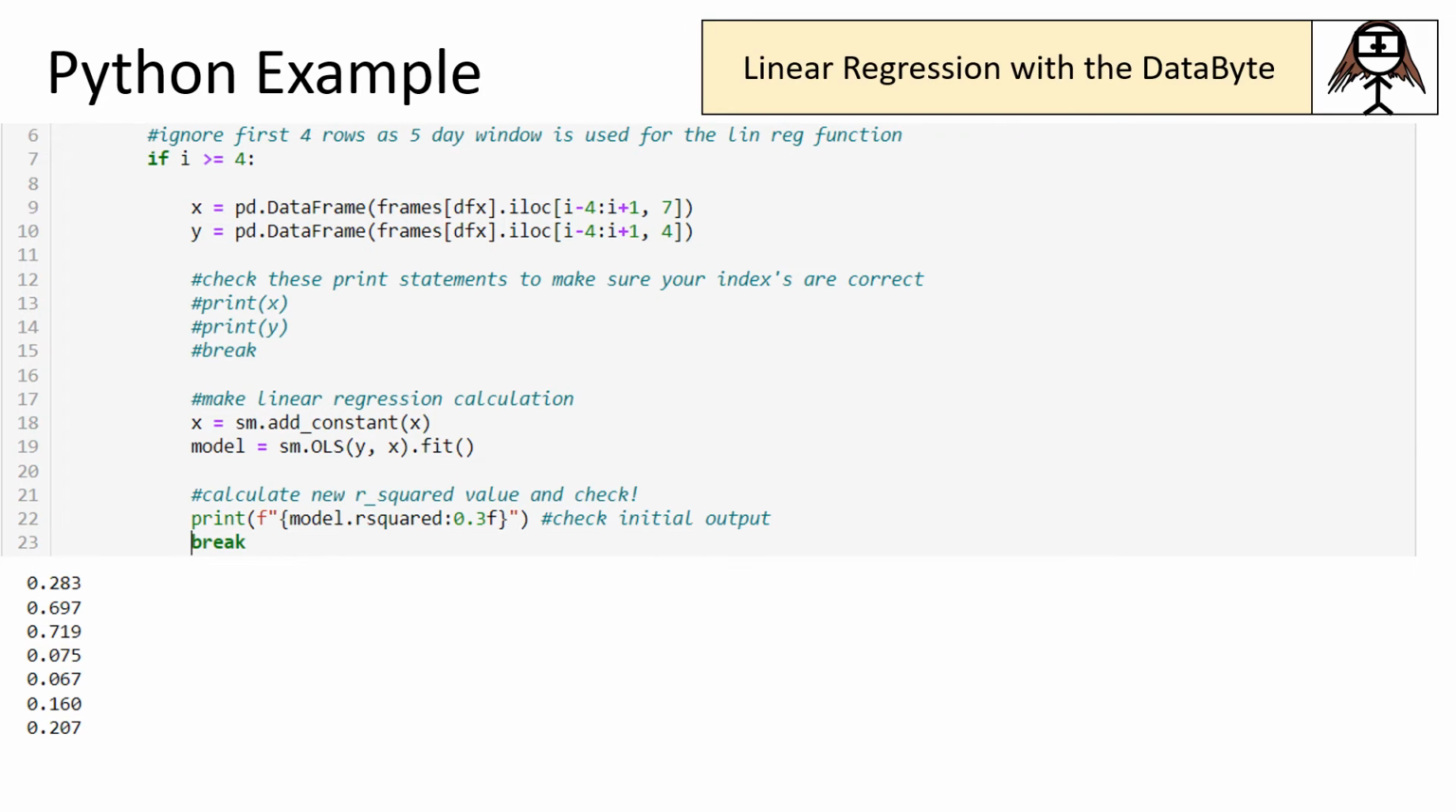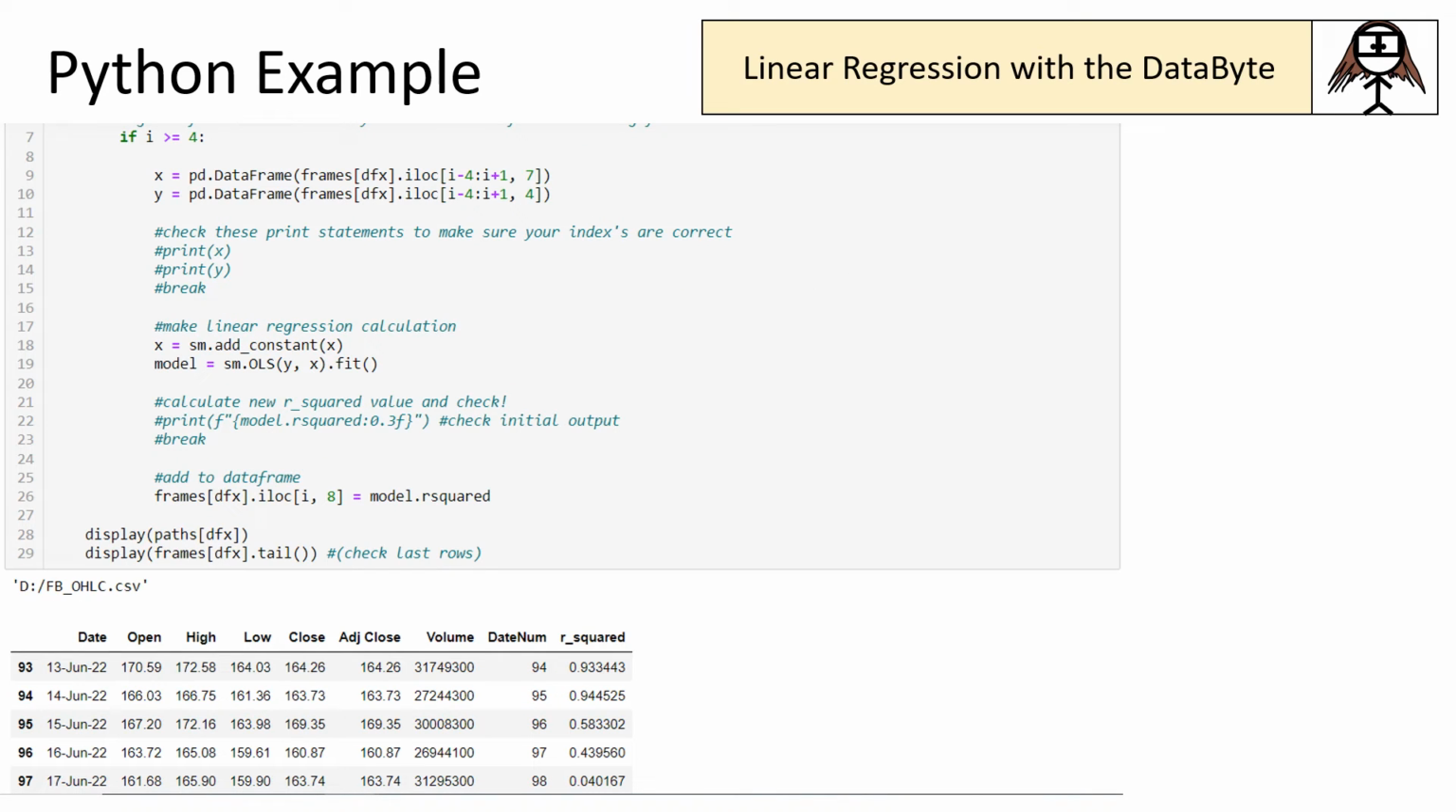Remember, the sequence of the data frames in our list is the same as the sequence of the paths in our list. So for example, that 0.283 R-squared value is for Facebook stock. As you can see, these values check out with what we calculated in Excel, so we're good to move on from here.